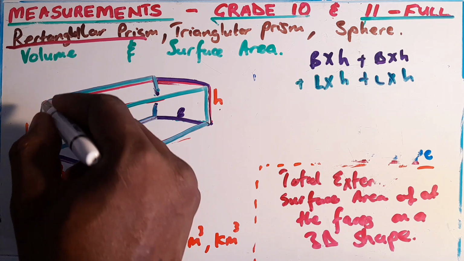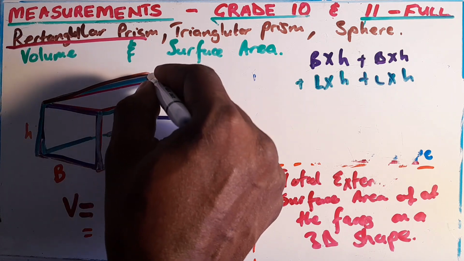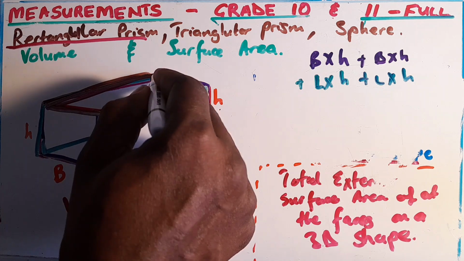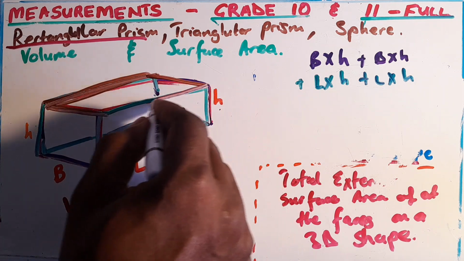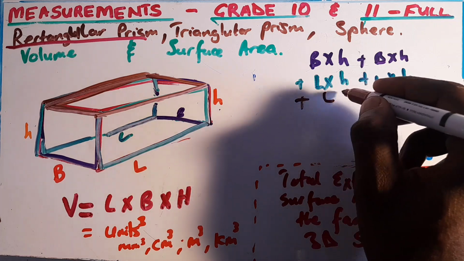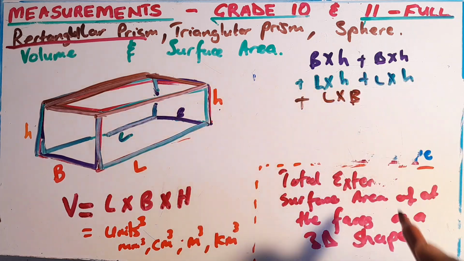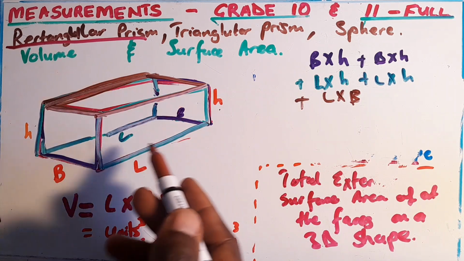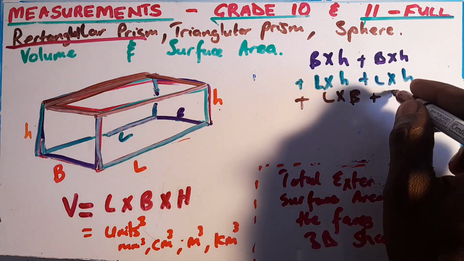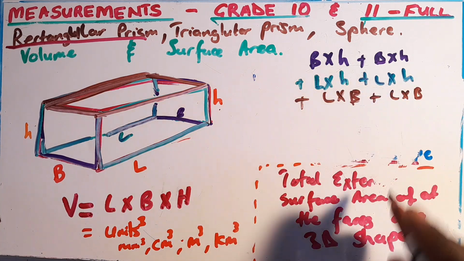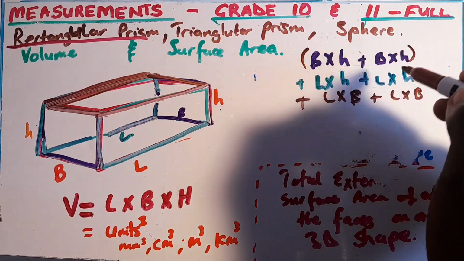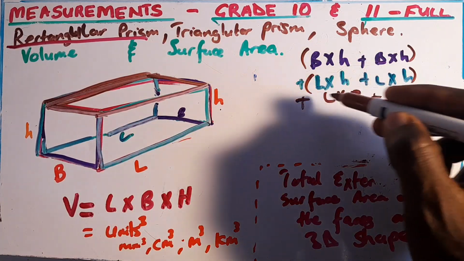The one on top has the length and the breadth. This one on top is also similar to the one below, so it also has the length and the breadth. So we can see that we have two of these, two of these, and two of these.